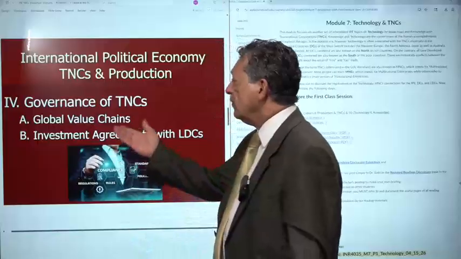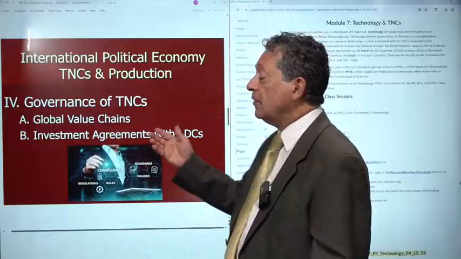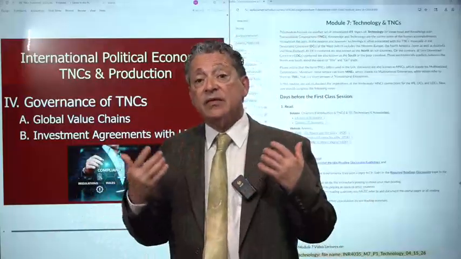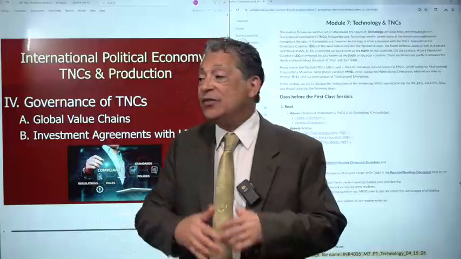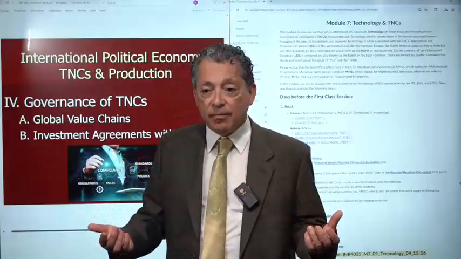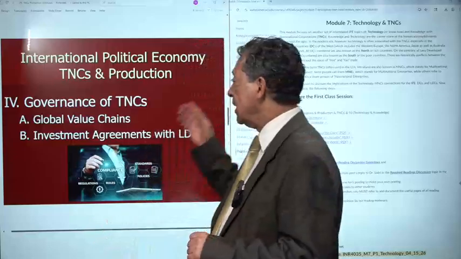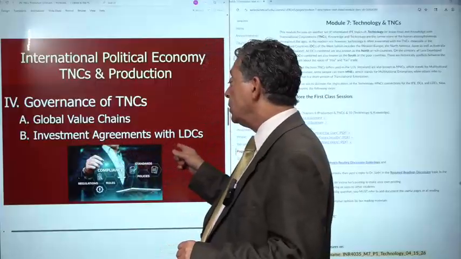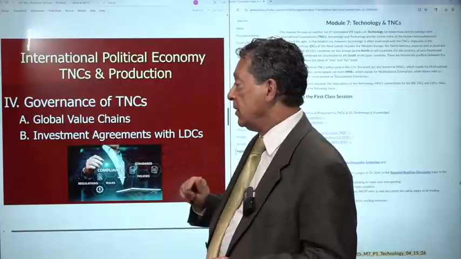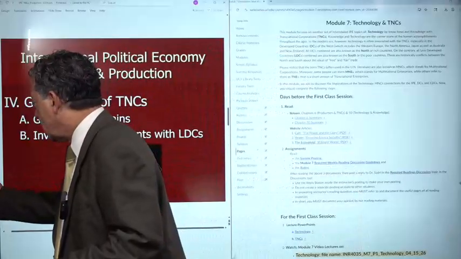Okay, the governance of the TNCs. Governance means what? Bringing a sense of rule, because rules are necessary to bring order. If there is no order, it's going to be impossible to manage any of these, okay? So the global value chain, important investment agreement with what? With also the developing countries. Those are the two major folks I wanted to emphasize.